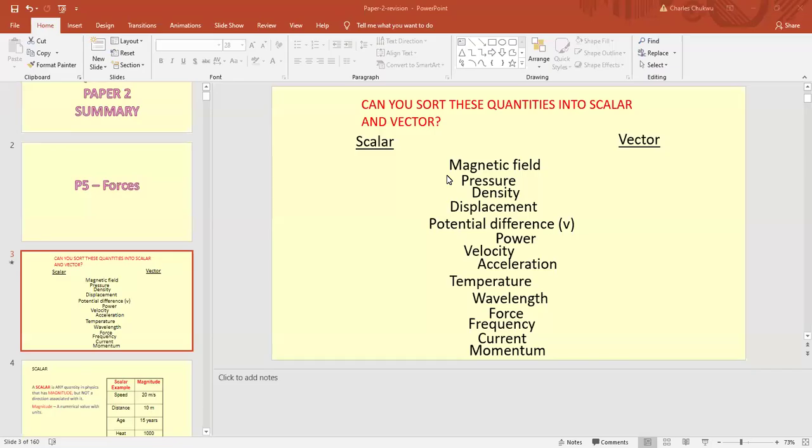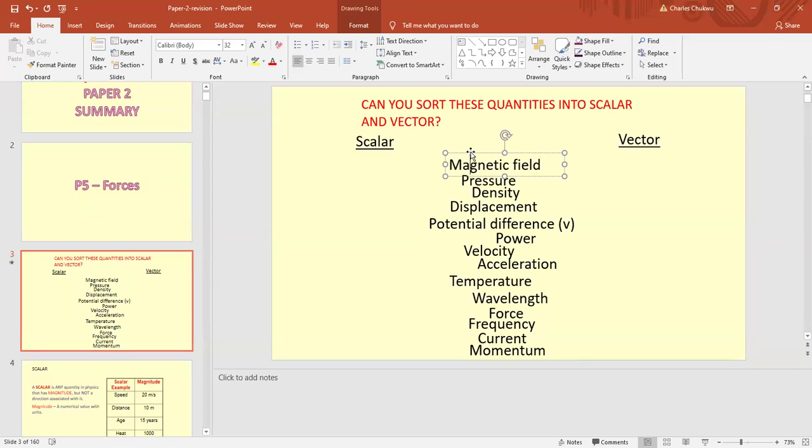All right. So which of these would you say is a scalar? Let's start with magnetic field. Now, let me just give you a clue so that you have an idea what we are doing. Remember, scalar quantities do not have direction. They only have magnitude. The only difference between vector and scalar is that vectors have both magnitude and direction.